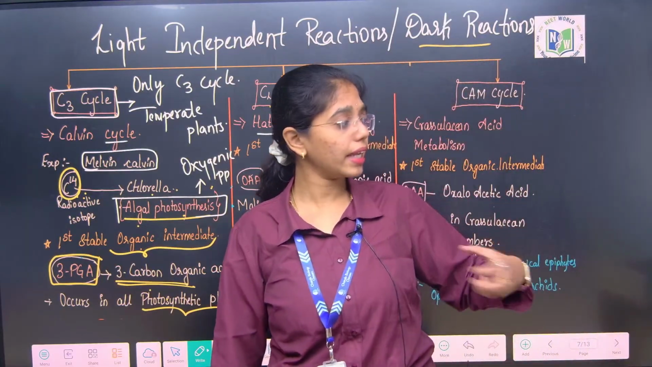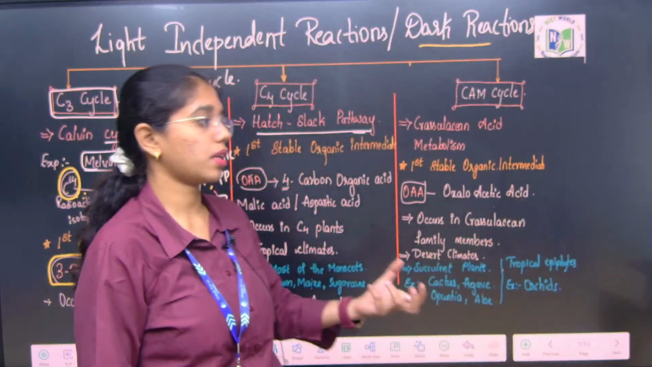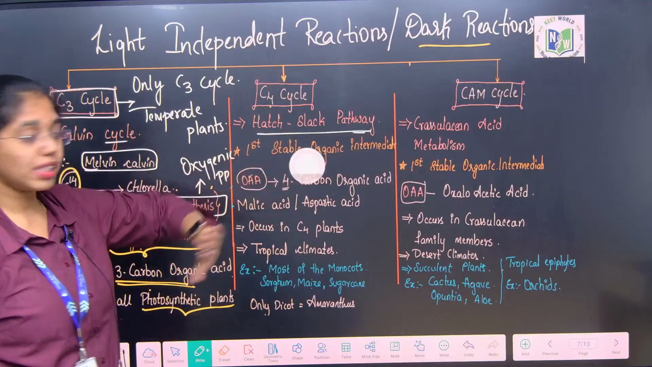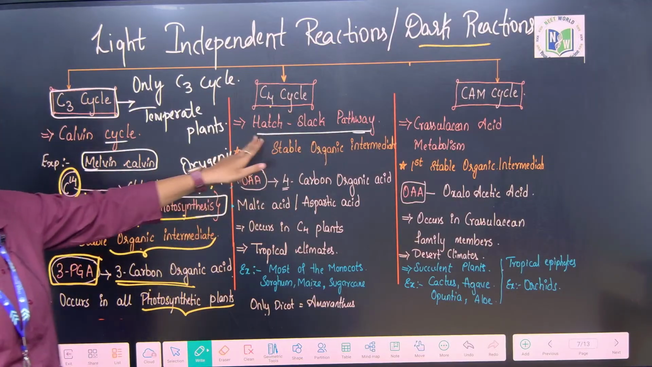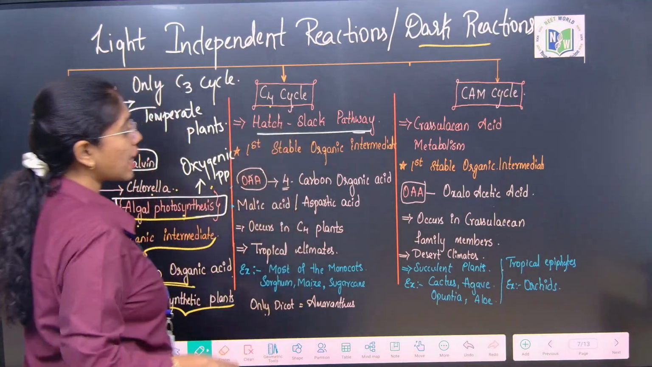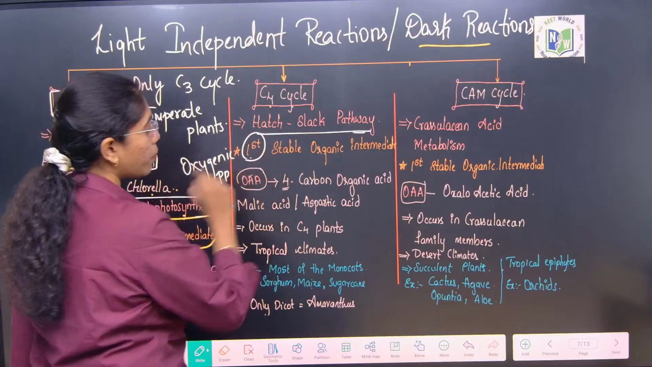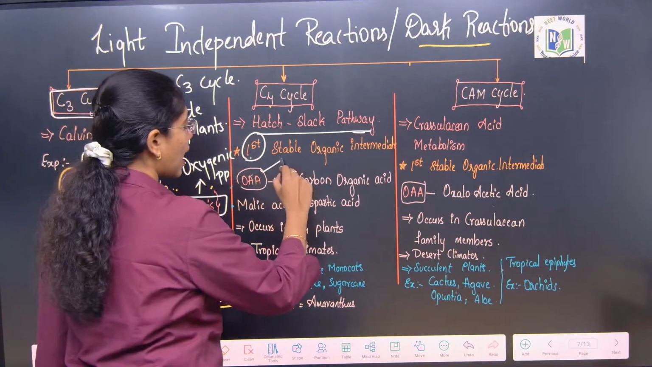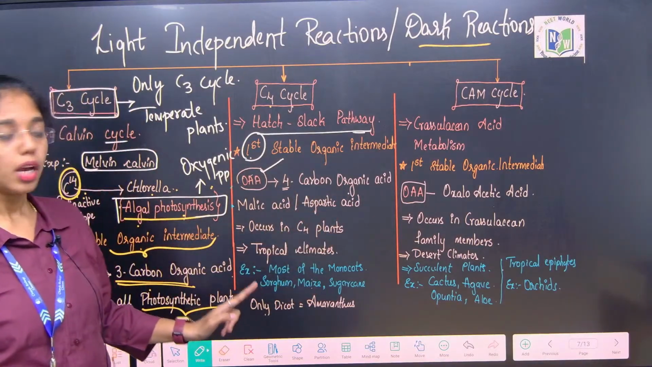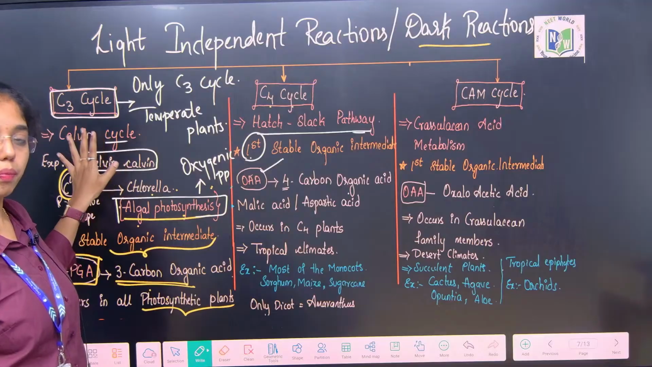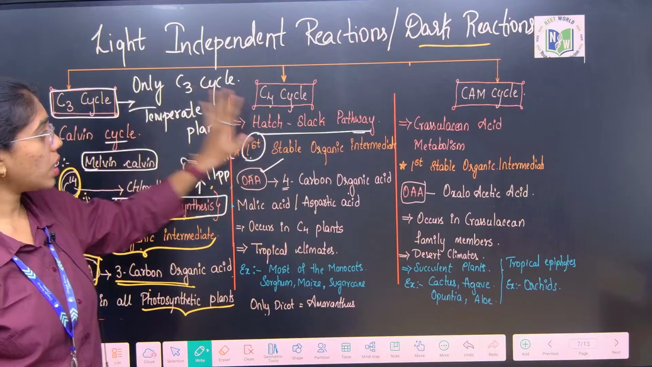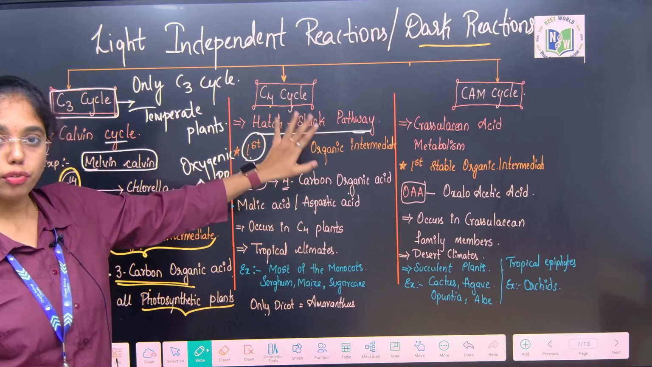If you have any other doubt also, you can freely ask. There is no problem in that. Meanwhile, go through the C4 cycle, which is also known as the Hatch-Slack pathway. It is known as the C4 cycle because the first stable product formed here is oxaloacetic acid, which is a 4-carbon organic acid. In the C3 cycle, the first stable intermediate formed is 3-carbon. Here the first stable intermediate formed is 4-carbon.